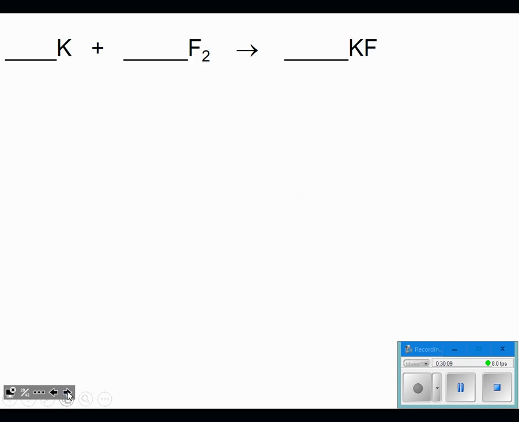All right, now I have K and F2, and some of y'all will get to where you don't want to do the list of elements because you're like, okay, I can just see that, Miss C. And if you can, that's great too. There's one, there's two. You don't have to do this. It's just a recommendation. Okay, so automatically we can see our F's are not balanced.